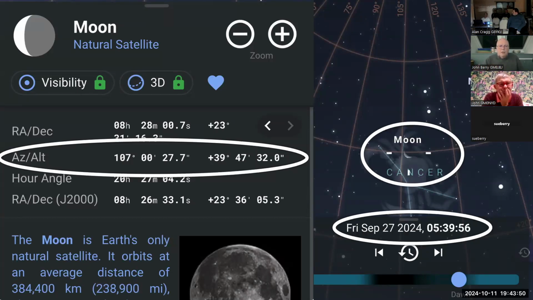And the astronomers, of course, use RA, right ascension and declination. We're not interested in that. We're interested in where is it by way of azimuth and altitude. 107 on the compass, round to the east, and 39 degrees elevation up in the sky. The good thing about things like Stellarium, this is the Stellarium application on the phone, is that it allows you to basically know where the moon is at any point in time. And you see there, I've just dialed in Friday, 27th September at 0539. And that's where it is, 107 over in the east and up 39 degrees.